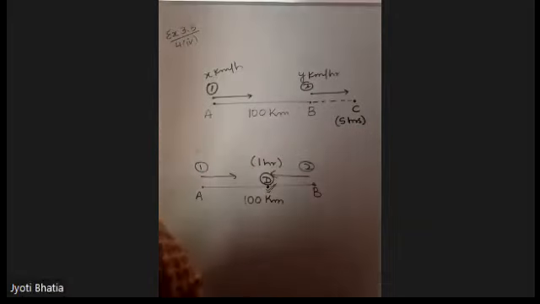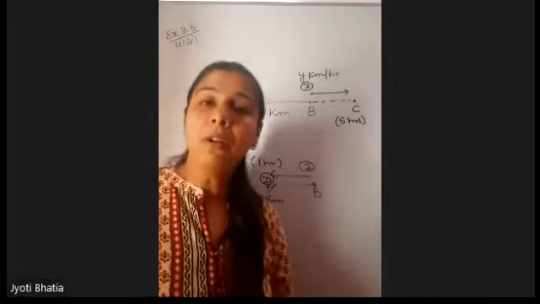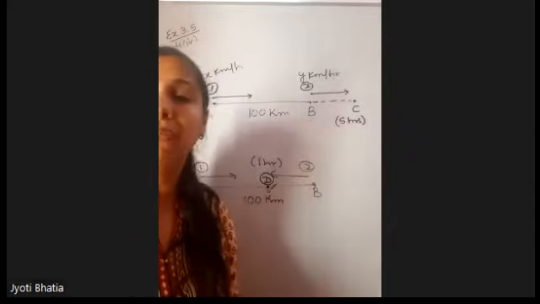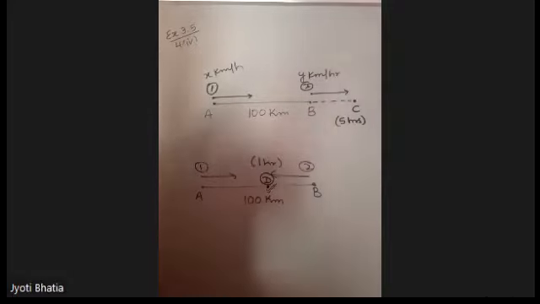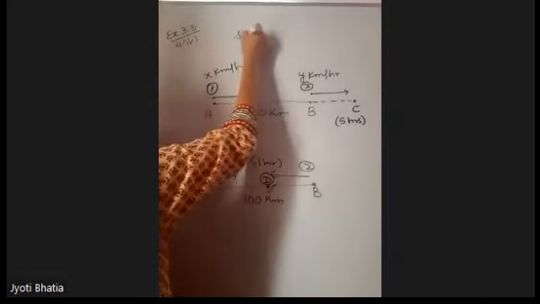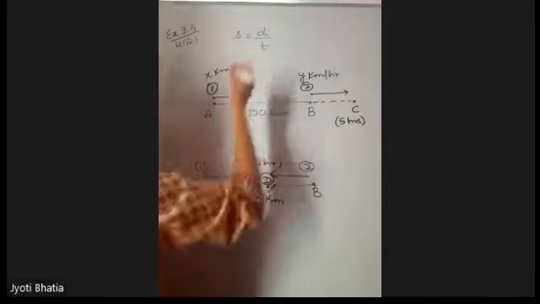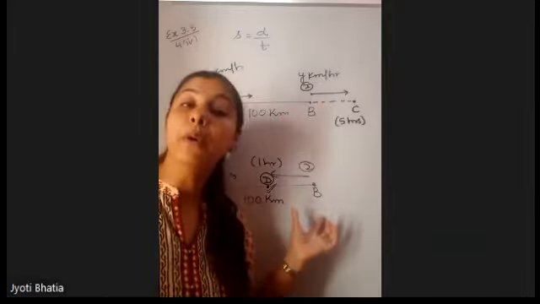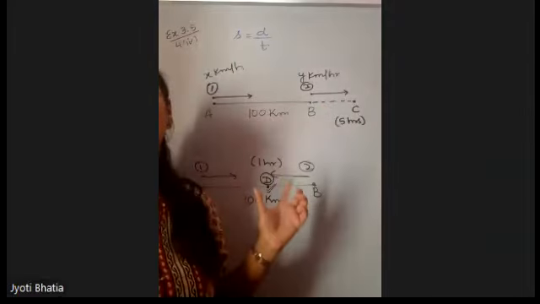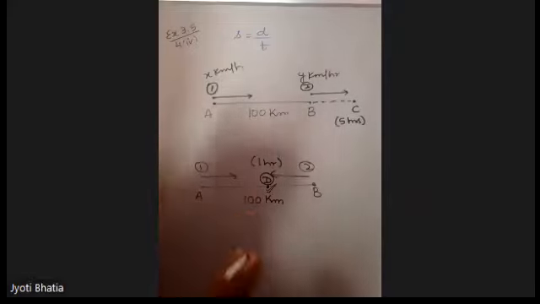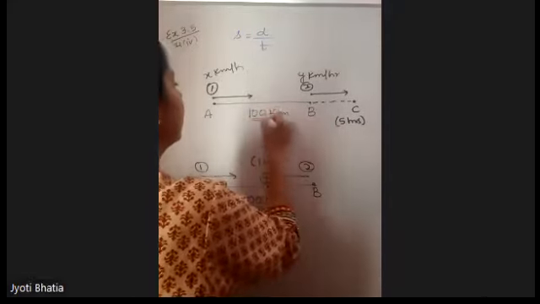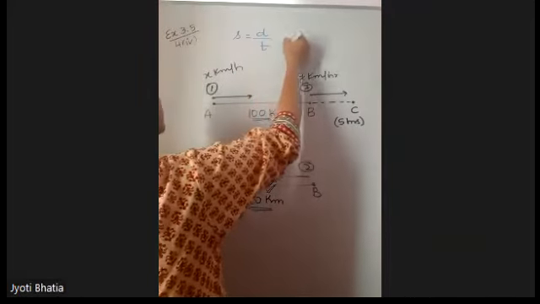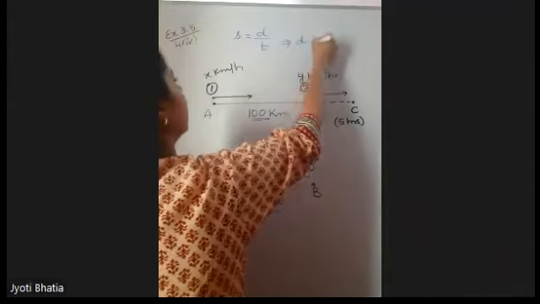We are talking of speed, distance and time. We are talking about these three things, and when you talk of speed, distance and time, there is a formula that connects the three of them. What is that? Speed is equal to distance upon time. And there is something which is common in both the cases. What is that? Distance. So we will make an equation in distance. Now from here, what will be distance? Distance is equal to speed into time.